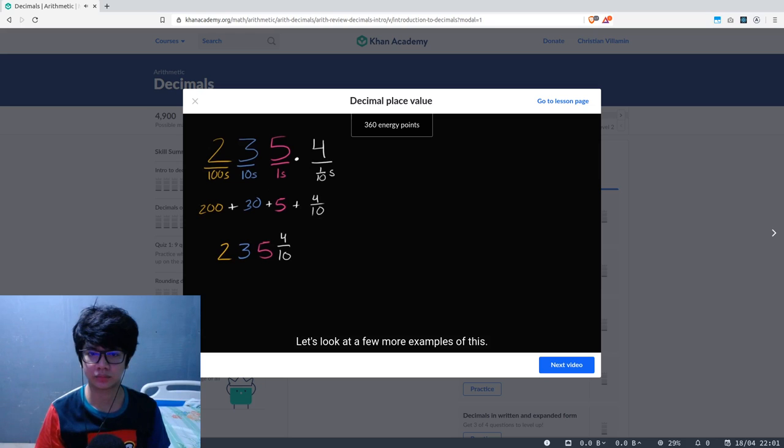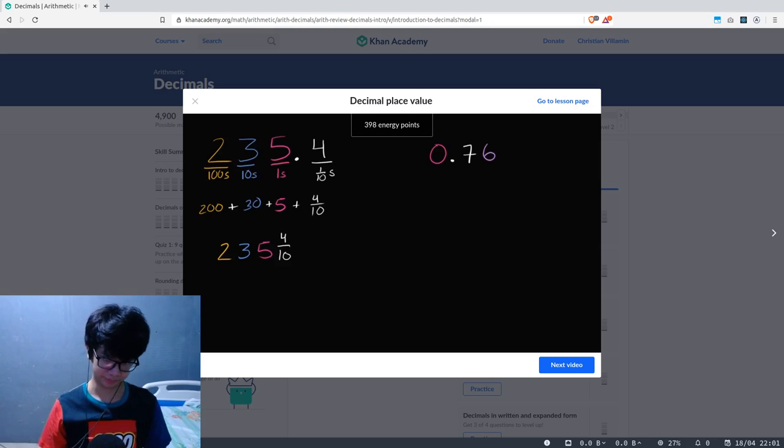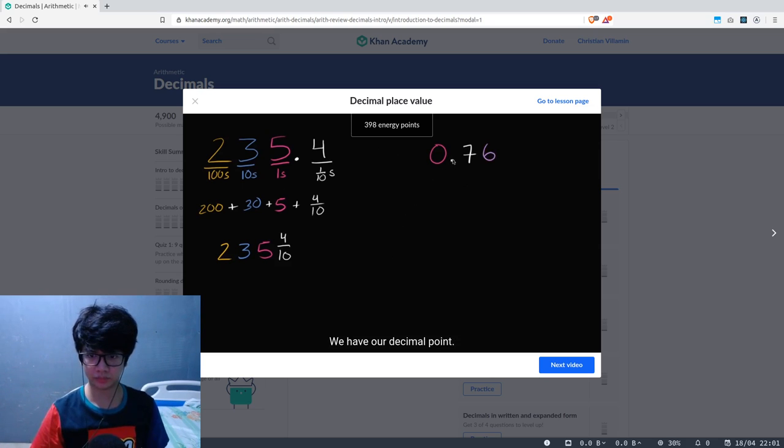Let's look at a few more examples of this. So let's say I were to write the number 0.7. And actually, let me go one space even further to the right, 0.76. So what would this be if I were to write it as a fraction? So let's just think about the place value. We have our decimal point. To the left of the decimal point is the ones place. But I have a zero there, so this is zero ones.